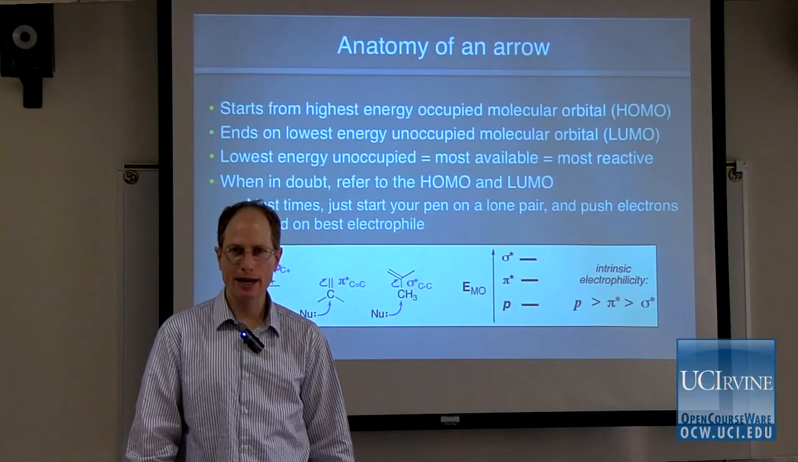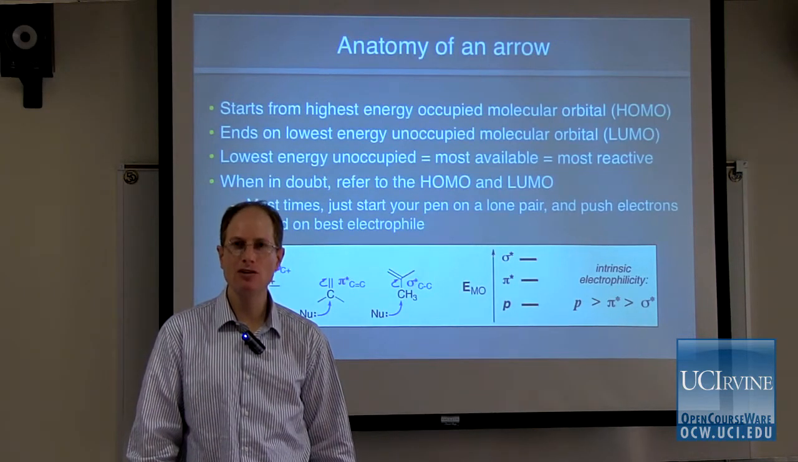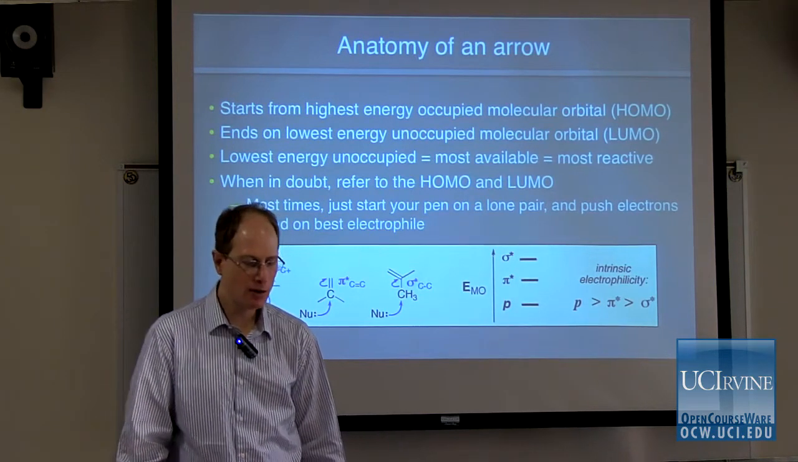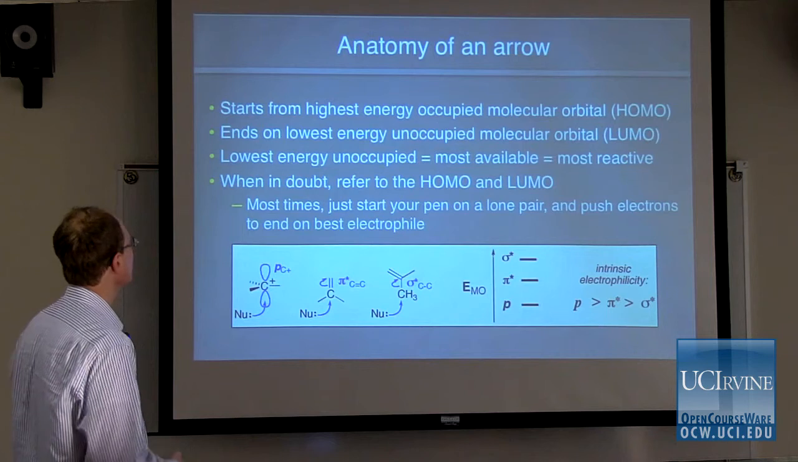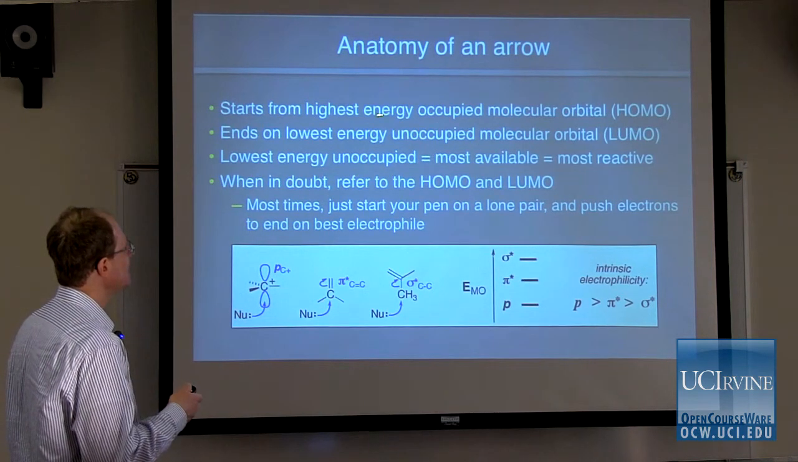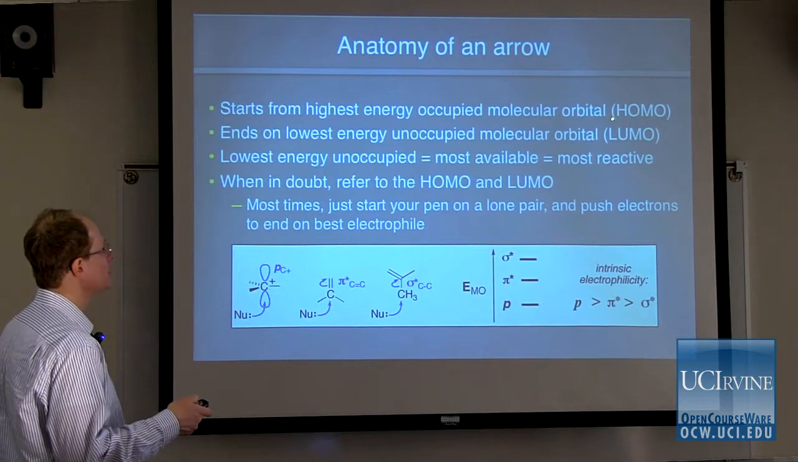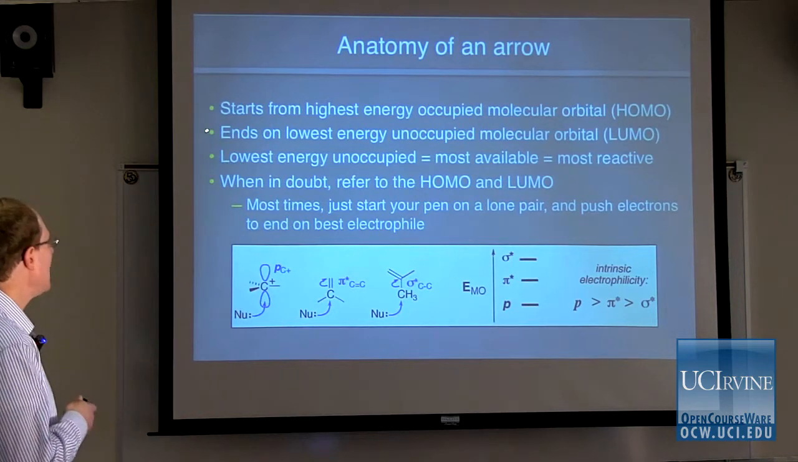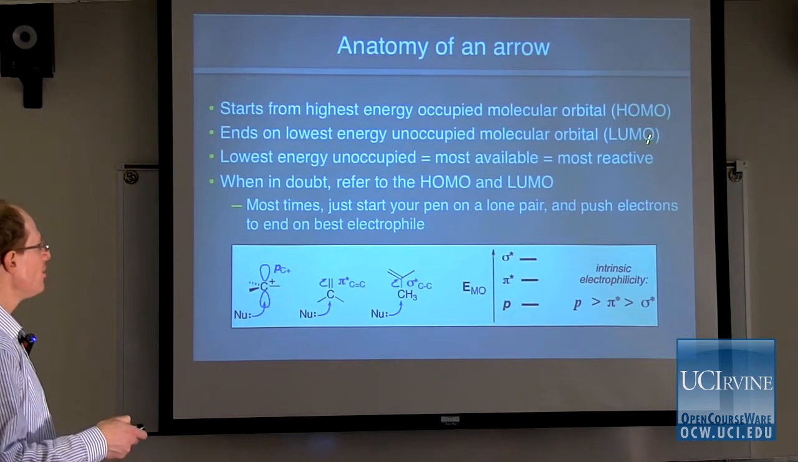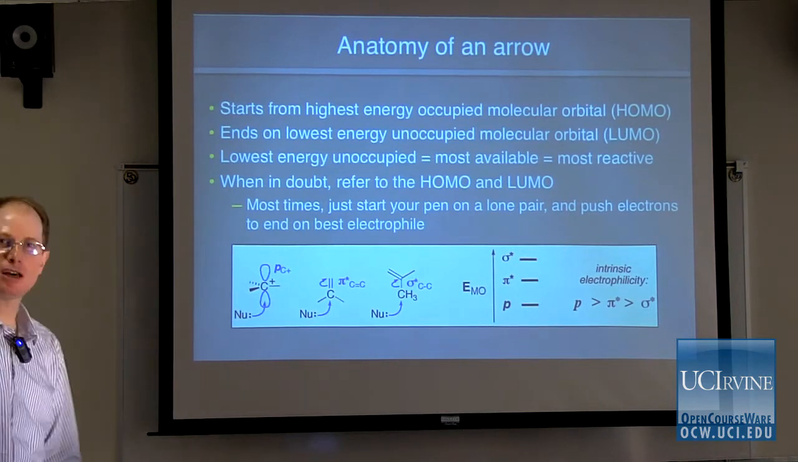So organic chemists have developed this wonderful vocabulary using arrows. And so let's take a closer look at what those arrows are. The arrows are going to be starting from highest energy occupied molecular orbitals, the HOMOs. And they're going to be ending on the lowest energy unoccupied molecular orbital, the LUMO. Okay, this is a golden rule.